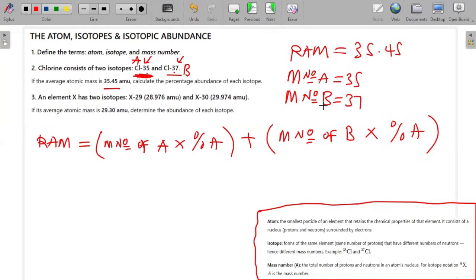Okay, so now I want to find the percentage abundances. So I want to find this percent and this percent. So for isotope A, let its percentage be X, and then for isotope B, let its percentage be what? Y.